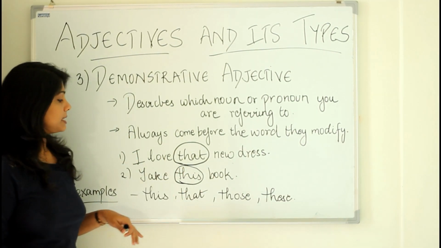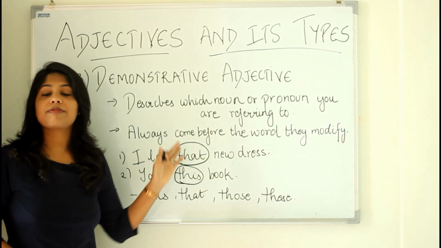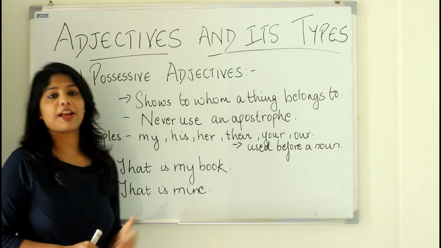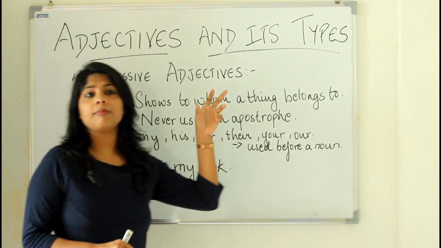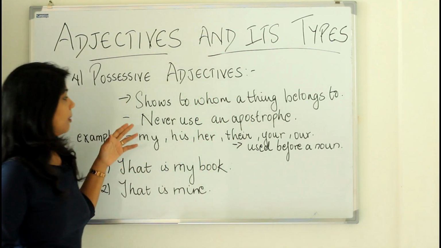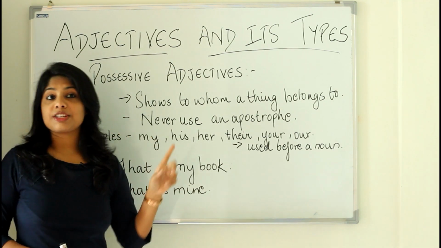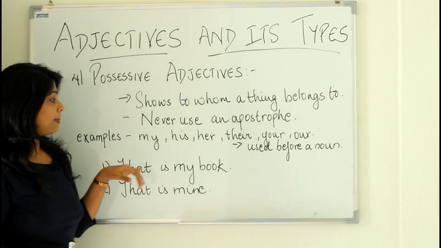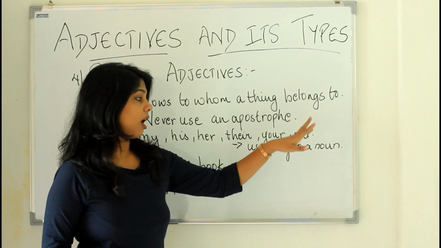Some other examples are this, that, those, these. These are all examples of demonstrative adjectives. The next one are the possessive adjectives. Now the possessive adjectives show to whom a thing belongs to. Basically, it shows ownership. But there's one rule that you need to remember, that these possessive adjectives never use an apostrophe. Some examples are my, his, her, their, your, our.